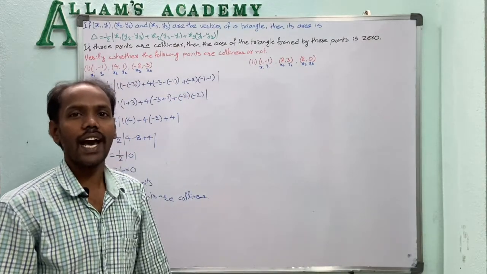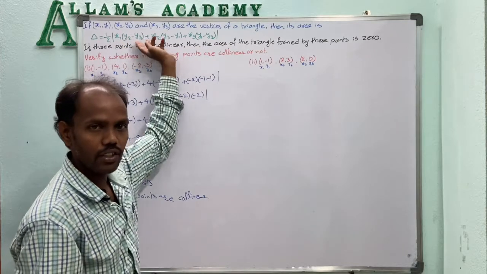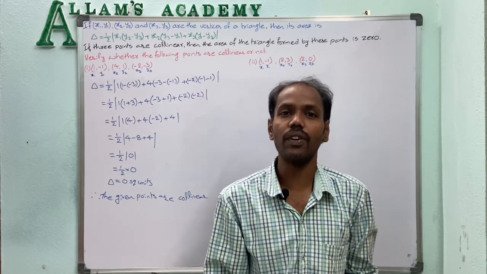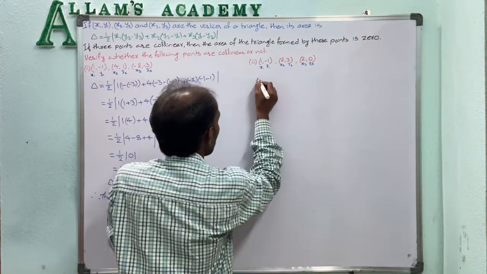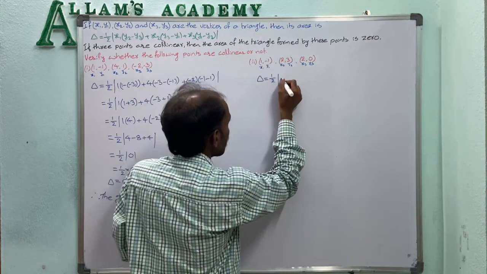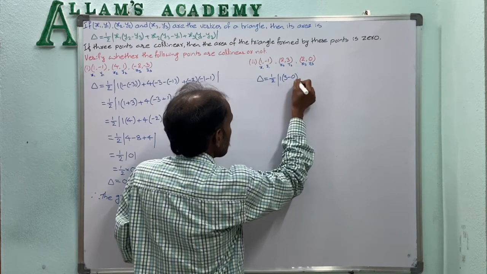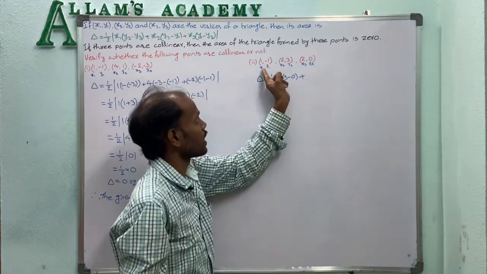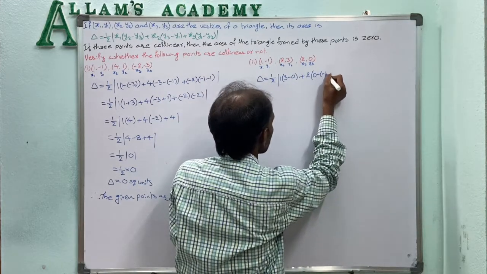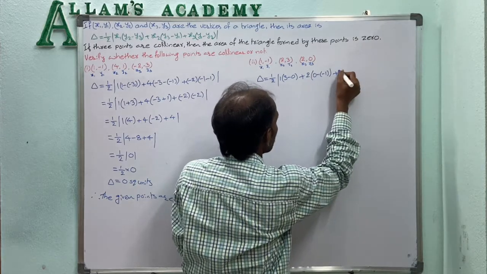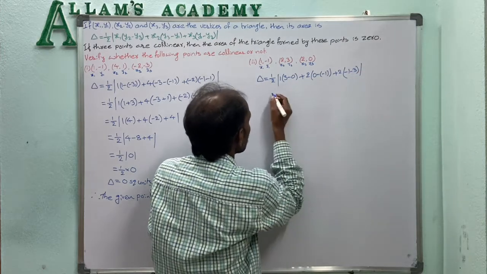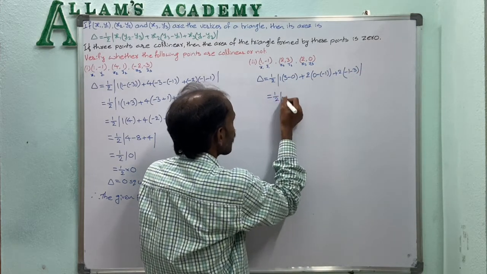Then the area of the triangle delta is equal to half mod of x1 into (y2 minus y3) plus x2 into (y3 minus y1) plus x3 into (y1 minus y2). So delta equals half mod of 1 into (3 minus 0), plus x2 = 2 into (y3 minus y1) which is (0 minus (minus 1)), plus x3 = 2 into (y1 minus y2) which is (minus 1 minus 3). Here 3 minus 0 is equal to 3.